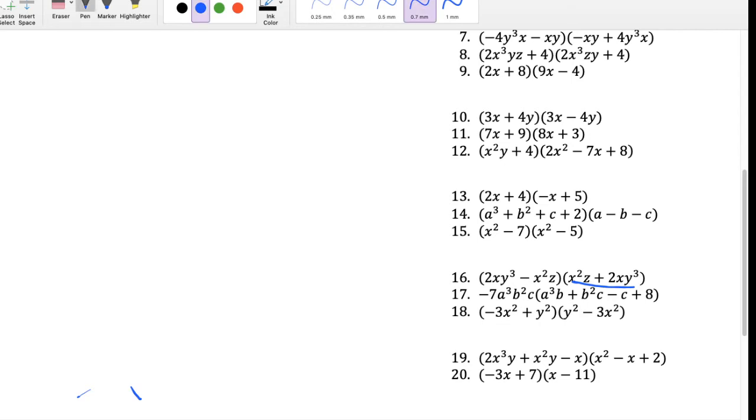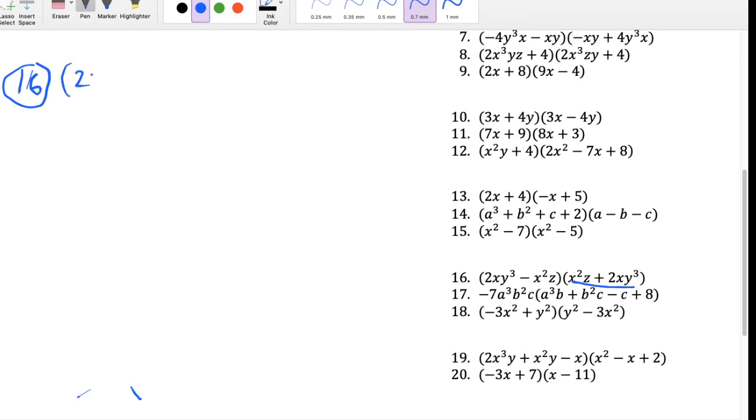For number 16, para sa mga hindi naka-identify agad, ang magiging sagot natin dito would be a difference of 2 squares. Kasi meron kang dalawang terms na equal, tapos the same sign, and may dalawa kang terms na equal yung absolute value, pero opposite yung signs. Okay? So, hindi nyo nakita, i-rearrange natin ito, yung pangalawang binomial.